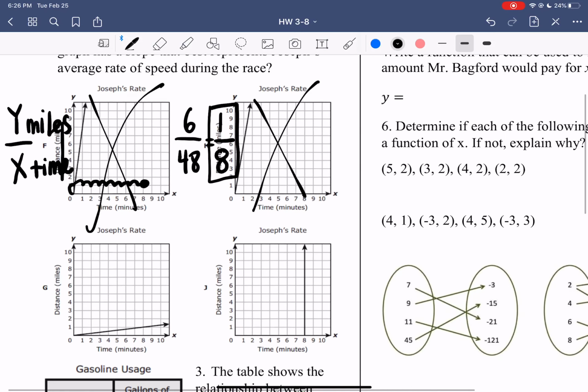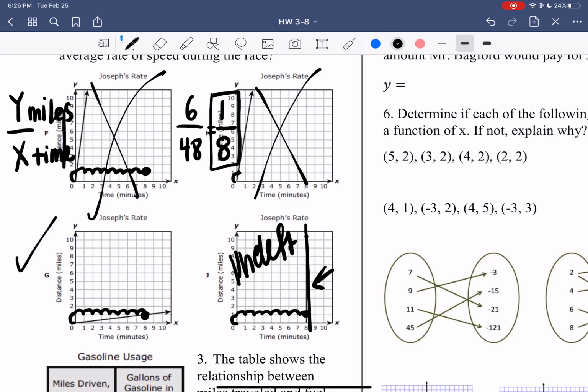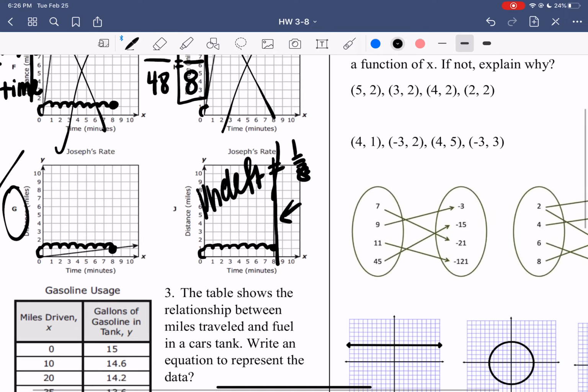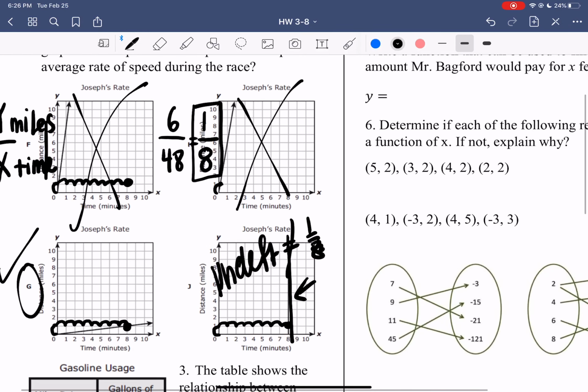this one's tricky because it is on the line, but the slope of this line is undefined, which does not equal 1 over 8. So our answer would be G. So that means he ran, in 8 minutes, he ran 1 mile.